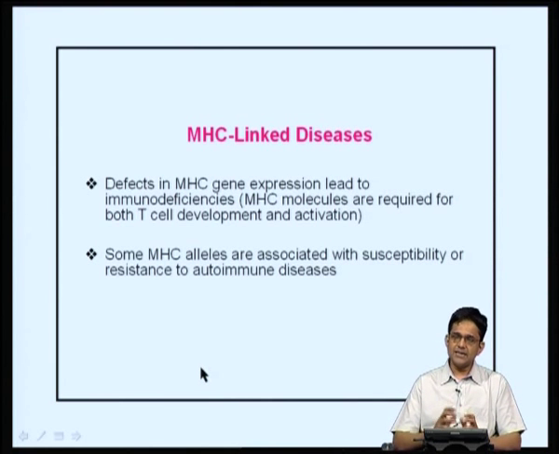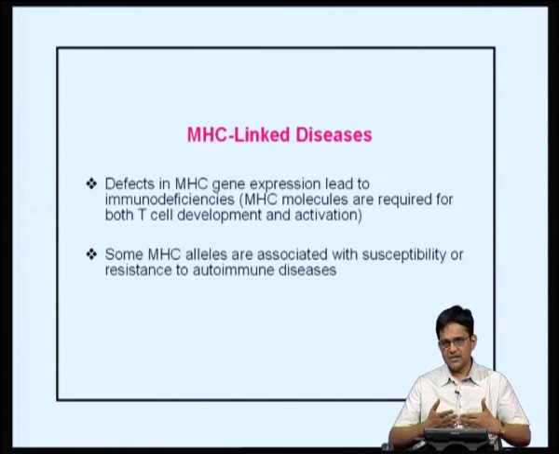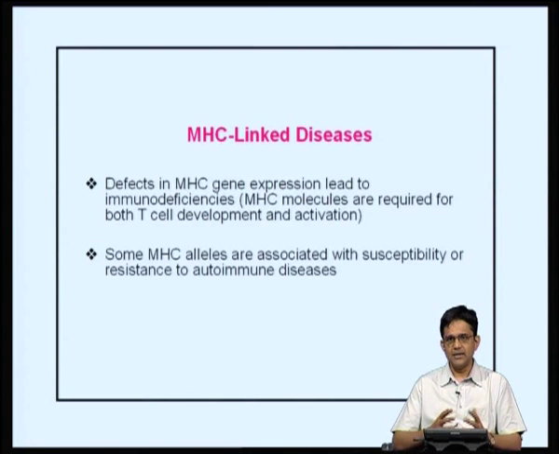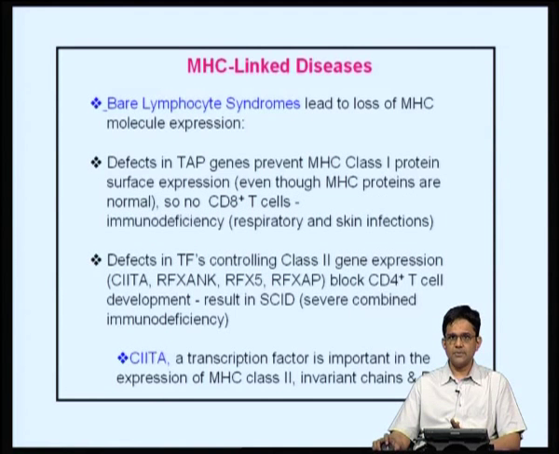Okay. Now, we had discussed this aspect about a link between MHC molecules and disease. Now, defects in MHC gene expression lead to immunodeficiencies. The reason for that is MHC molecules are required for both T cell development and activation, and this is something that we have studied in this part of the lecture. And some MHC alleles are associated with susceptibility or resistance to autoimmune diseases. Okay. Now, one important disease is known as bare lymphocyte syndrome.